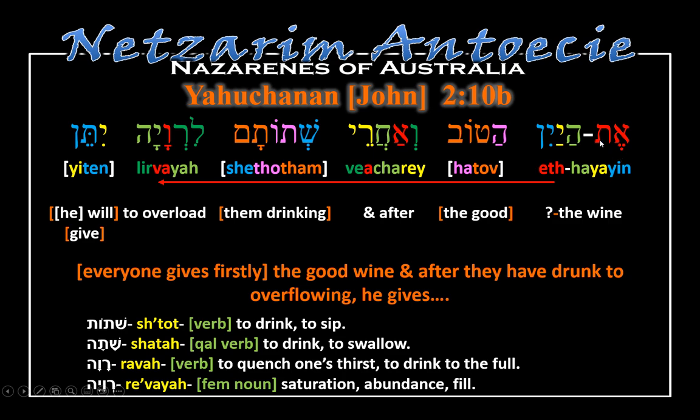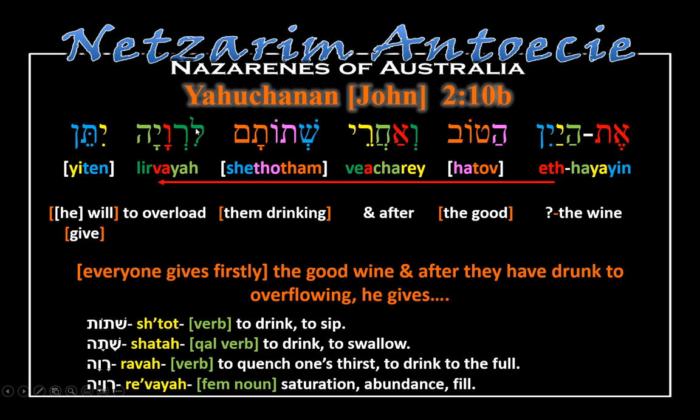So we read it, et, grammar marker, hayayin, the wine. Ha-tov, the good, ve'acharei, and after. She-shatotam, them drinking, remembering that the 'tam' means them at the end. And the rest, if we look down here, shatot is a verb to drink or to sip, and shata is a kal verb to drink, to swallow. So we can just see different forms there.